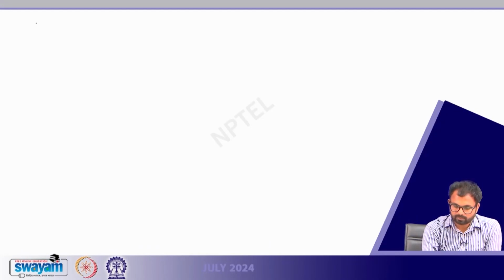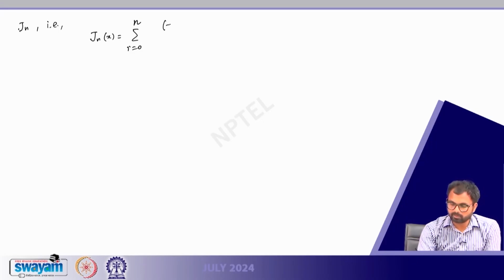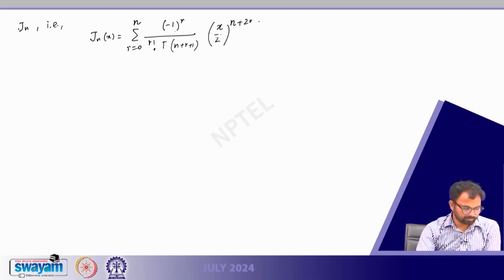Jn, that is our Jn x will become summation r running from 0 to n minus 1 to the power r divided by factorial r gamma n plus r plus 1, x by 2 to the power n plus 2r, and let us call this equation number 5.